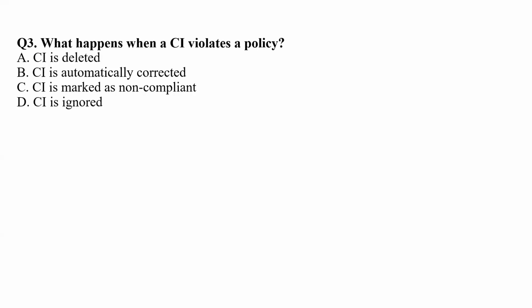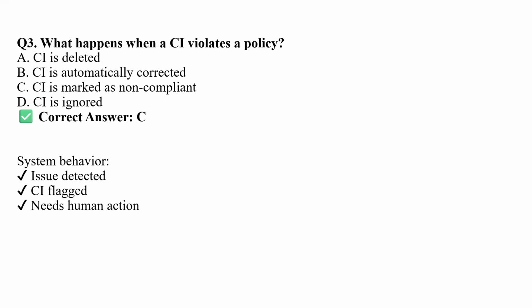Next one. What happens when a CI violates a policy? Option A, CI is deleted. Option B, CI is automatically corrected. Option C, CI is marked as non-compliant. Option D, CI is ignored. The correct answer is option C. CI is marked as non-compliant. It means the system detects the issue, the CI is flagged, and it needs human action.